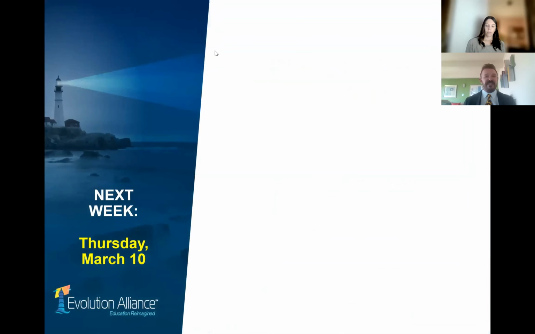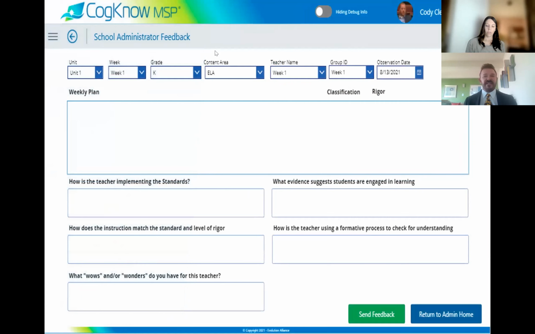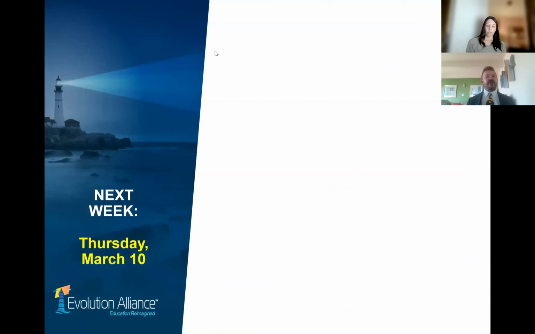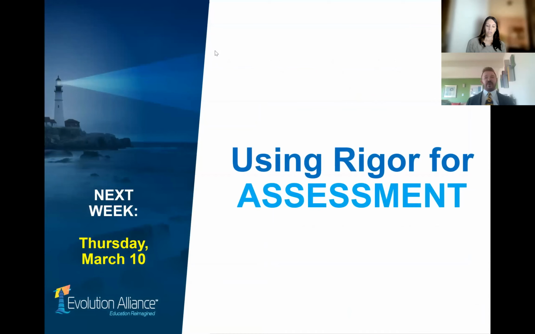Now, also notice that as we're looking at this, there is another page that comes after this where teachers are able to respond to this feedback that they get. So we're really kind of bringing the feedback loop full tilt so that administrators are watching the lessons, teachers are giving the lessons, they have the feedback, and then teachers are giving feedback on the feedback. So that's really closing that feedback loop, right? Next week, we're going to be looking at using rigor for assessment.